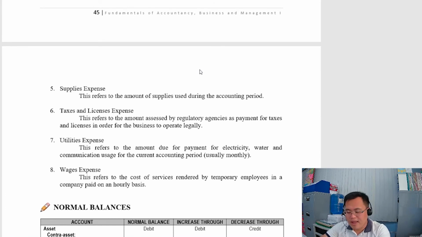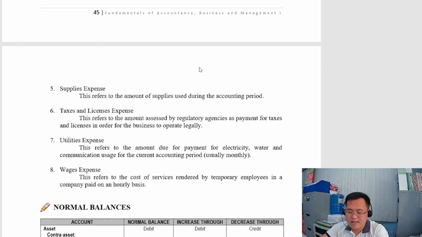Now, if you could remember the 10 reams of bond paper, our example previously, our supplies expense is 6 reams of bond paper. Our unused supplies, which are our assets, remain at 4 reams because those 4 reams have been unused, while those 6 reams of bond paper have been used. That's why it's referred to as supplies expense.